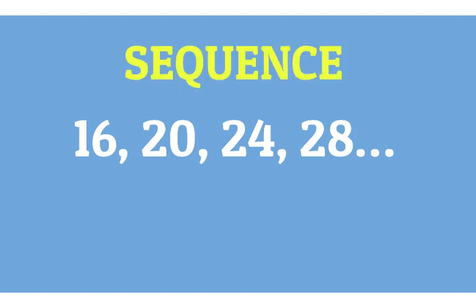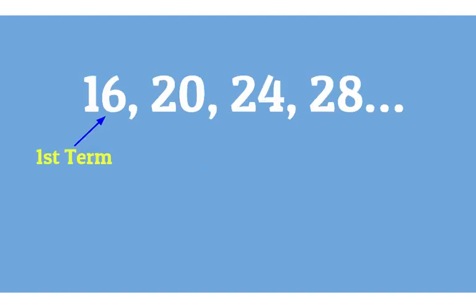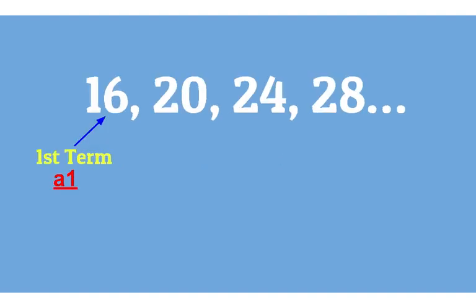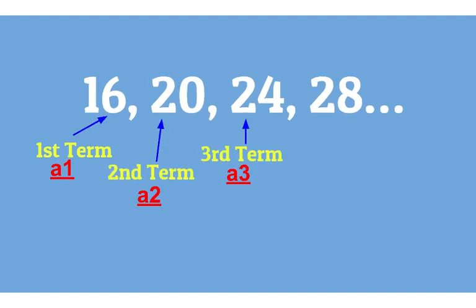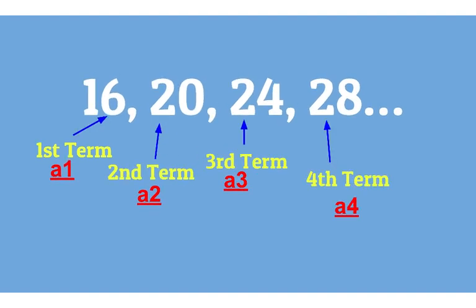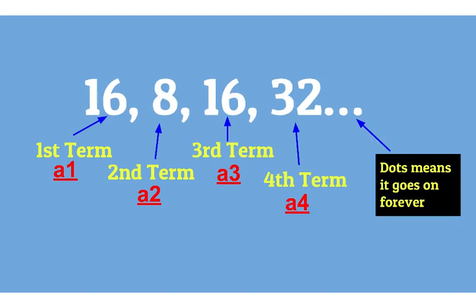What you have in front of you is a list of numbers. In the math world, we call that a sequence. We're going to break this list into terms. So the 16 will be the first term, or A1, 20 will be the second term, or A2, 24 the third term, or A3, and 28 the fourth term, or A4. The list goes on, or that's what the dots mean, goes on forever.